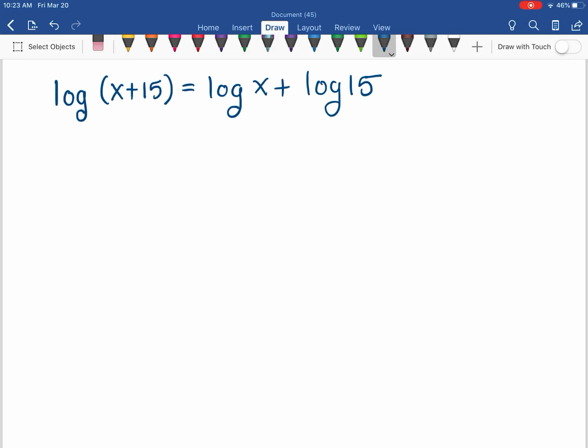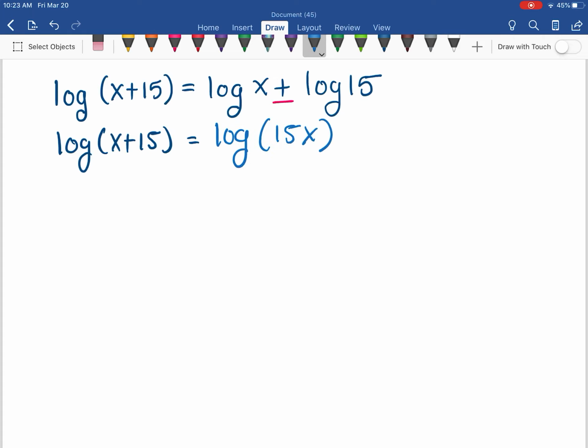When you have logs on both sides, what you can do is just condense any logs that you have on each side separately, and then set the expression that you're taking the log of on each side equal to each other. So what we're going to do, since this side of the equation is already condensed, I'm going to leave it alone. But on the right-hand side, we have two log expressions separated by an addition sign. So that means I need to combine this into one log expression using multiplication. So this is going to be log of 15x.